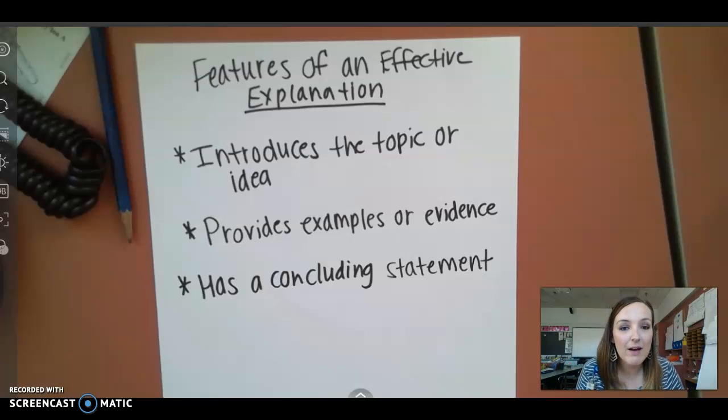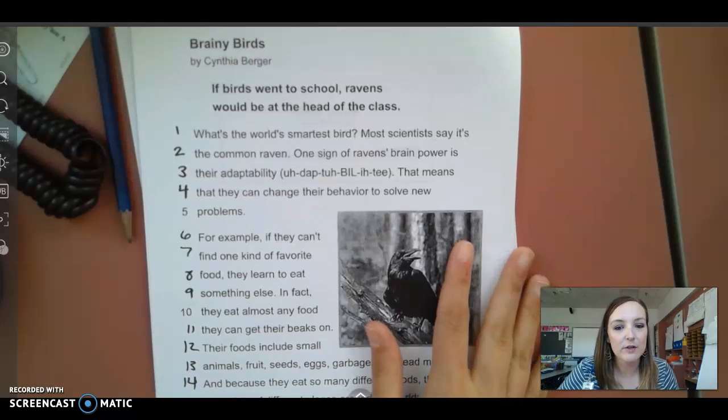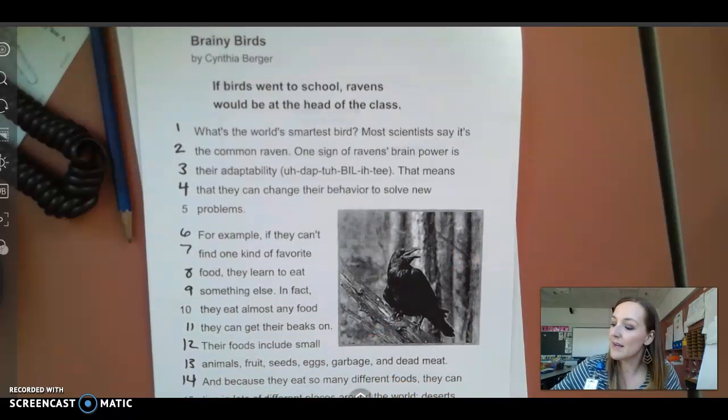So if you do have Brainy Birds with you, if you'll flip open to just the first page, and I really enjoy reading this text because it is nonfiction, but there's so many cool facts that we learn about these birds, the raven, and things that they are able to do. So while it is nonfiction, it almost feels kind of exciting in a way because it's really cool facts that you learned.